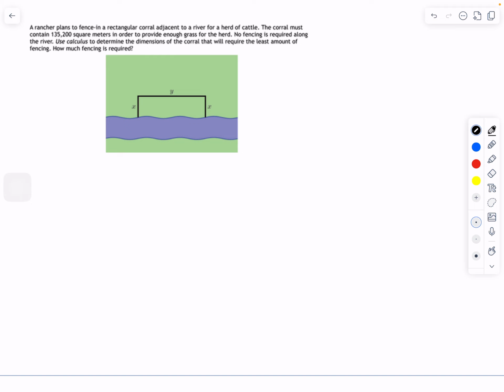Okay, so the problem is we are given that the area must be 135,200 square meters. And then the area equation for us looks like it's going to be x times y, length times width. And they also said what is the corral needed. So we'll call that, in a sense, perimeter P is equal to 2x plus y. Okay, so we want to find the least amount of fencing. So we're going to optimize our P equation here.